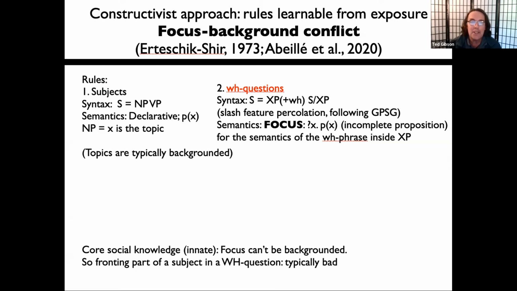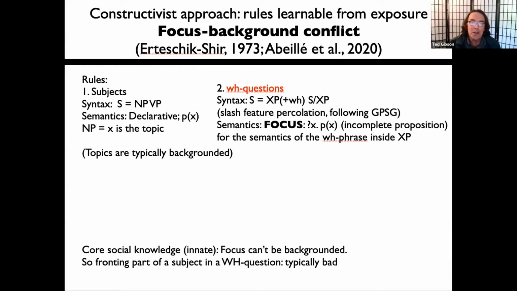In particular, the meaning of a WH question is a focus. So this is the WH question rule here in GPSG or HPSG format, and the meaning of that is a focus. That means this question mark X bit here is the part of the meaning of WH questions that the speaker wants to find out from her interlocutor. That's the focus of the utterance.